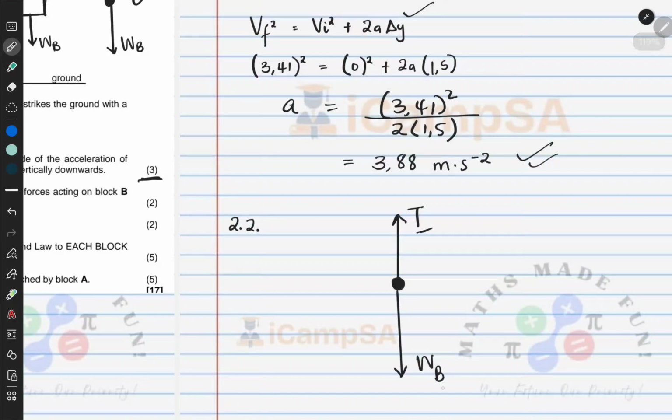vector representing T and the vector representing W are not the same length. Why? Because this thing is accelerating downwards, which means whatever force is pulling it downwards is greater than the force that is trying to pull it upwards. So weight is pulling the object downwards, and the tension, which is trying to pull the object upwards, is actually less compared to that weight.